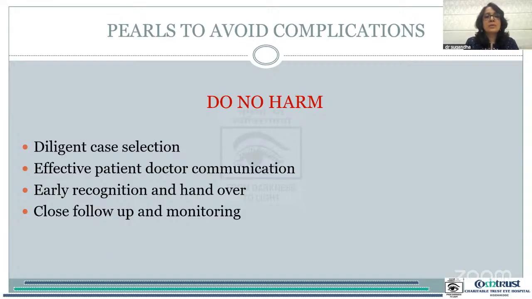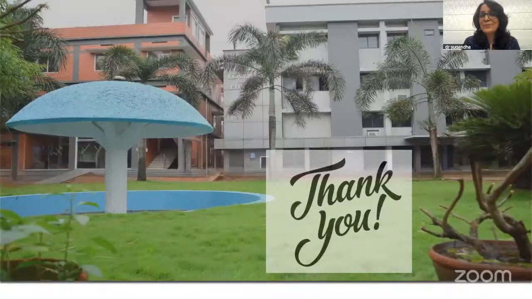And of course, during the surgery, recognize a complication early and hand it over to a supervising surgeon. Ego must go is what I tell my PGs. So don't have any egos. Please hand over to the surgeon. Always think of the patient first. And of course, if a complication has happened, you must follow up the patient closely and impress upon the patient the importance of post-op monitoring. So thank you all for patiently listening.